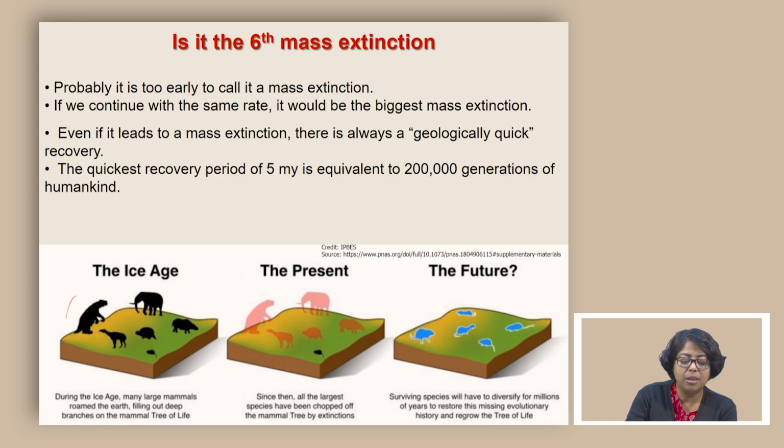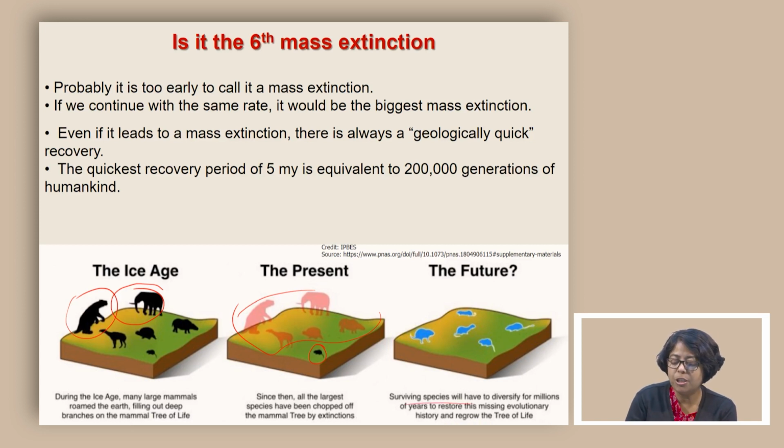During the ice age there were many large mammals which were roaming the earth, filling out the deep branches of the mammal tree of life. Now, almost all of them are lost in the present except for the rodents, which are small mammals. Now, these largest species have been chopped off from the mammal tree by extinction. What is the future? Are we going to get to a point where we are going to see more diversity, maybe not these mammals, but appearance of other mammals?